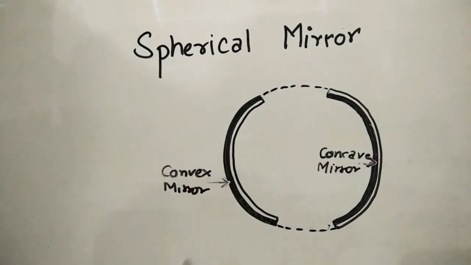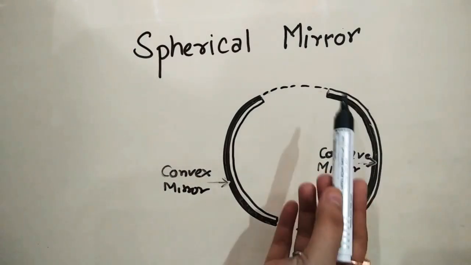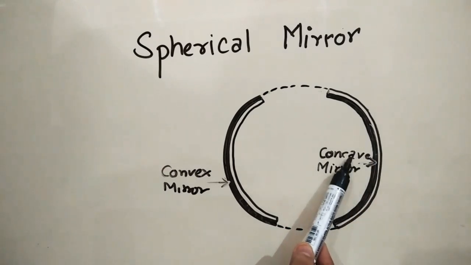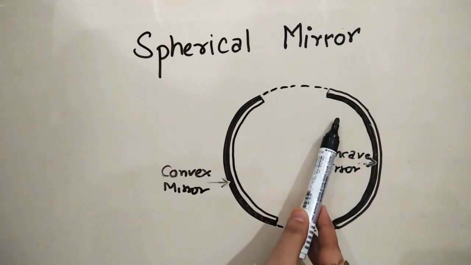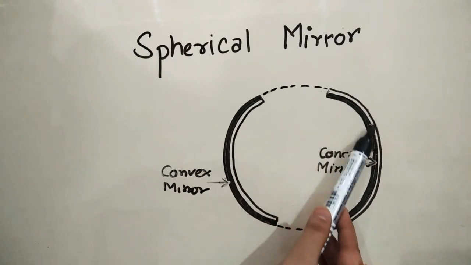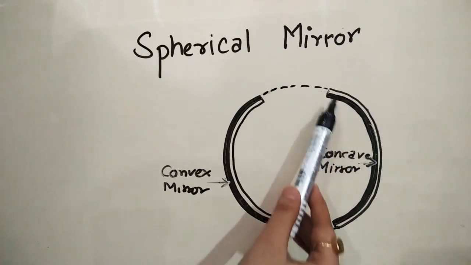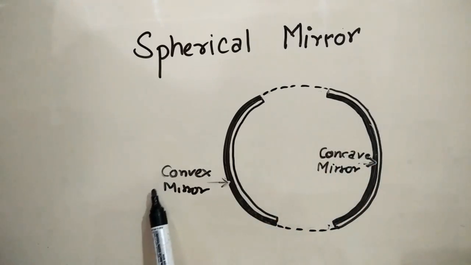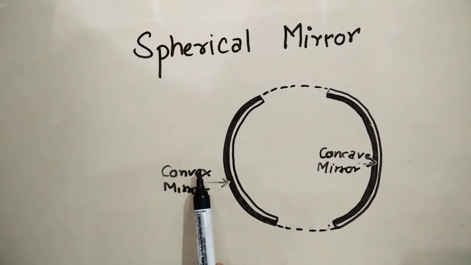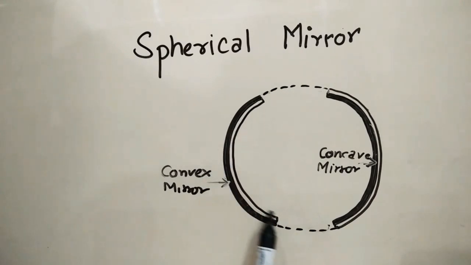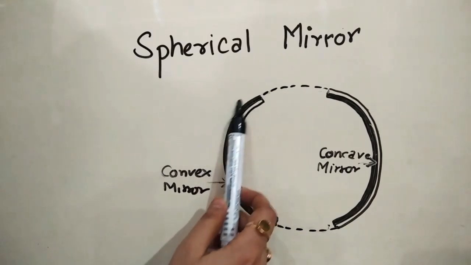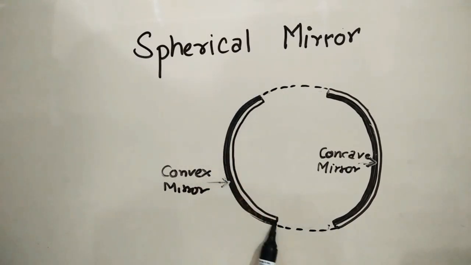So a concave mirror is a spherical mirror in which the reflection of light takes place at the concave surface, that is the bent in surface. Whereas what is a convex mirror? A convex mirror is a spherical mirror in which the reflection of light takes place at the convex surface, that is the bulging out surface.